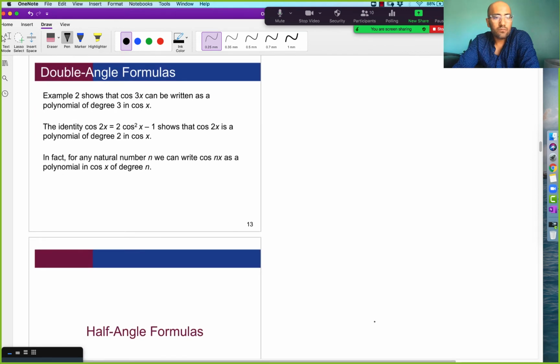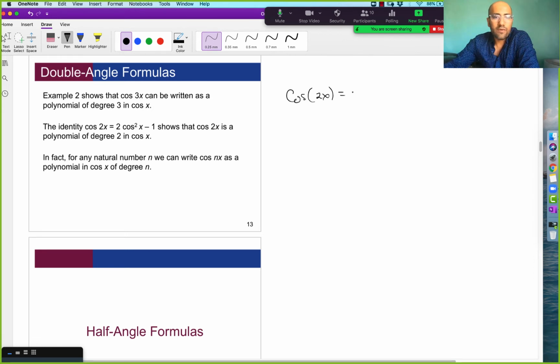So example 2 shows that cosine 3x can be written as a polynomial of degree 3 in cosine x. The identity cosine 2x equals 2 cosine squared x minus 1 shows that cosine 2x is a polynomial of degree 2 in cosine x. So what we want to do is take this identity right here and solve for cosine squared x.